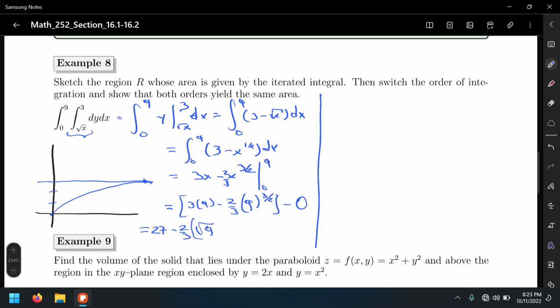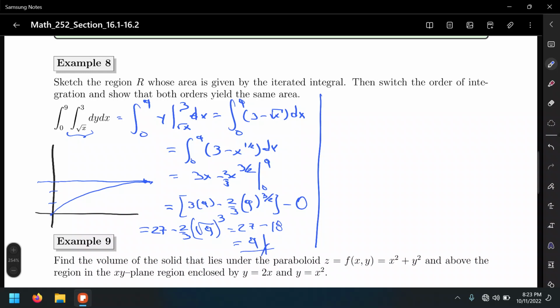I'm going to use the other property of radicals, the square root cubed. So the square root of 9 is 3, and then 3 cubed, that's 27. But 27 divided by 3, isn't that 9? 9 times 2? 18. And what's 27 minus 18? Isn't that a 9? So that's a 9.